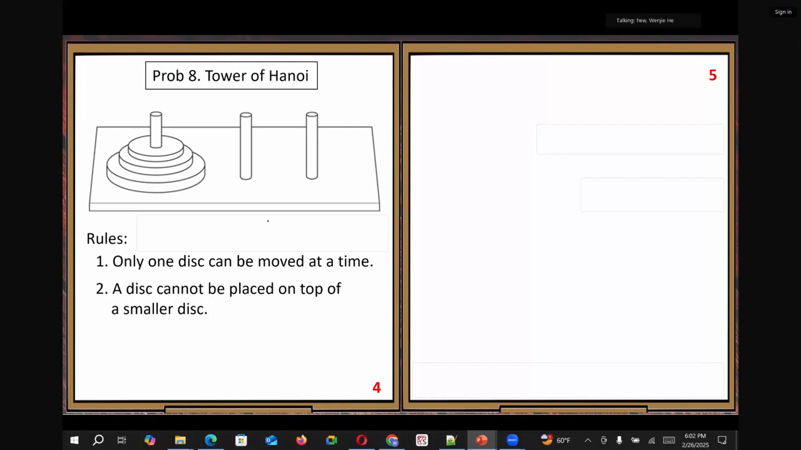The second rule. Third rule: all disks must be stored on a peg except while being moved. You move the disk through the air, but you cannot put it on the table, right? So when you put it down, it has to be on one of the 3 pegs. You cannot put it in other places. That's the third rule. So following these 3 rules to solve this puzzle is a little challenging.